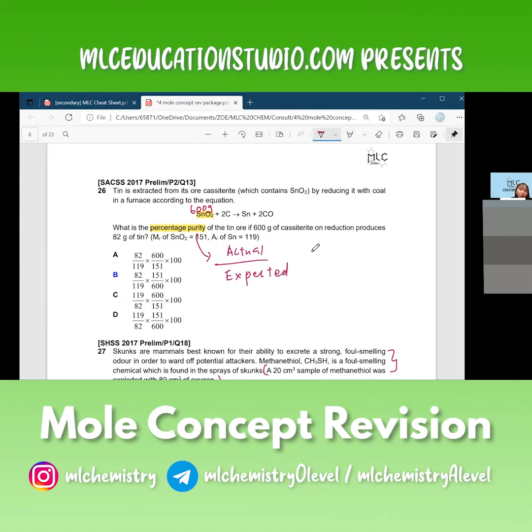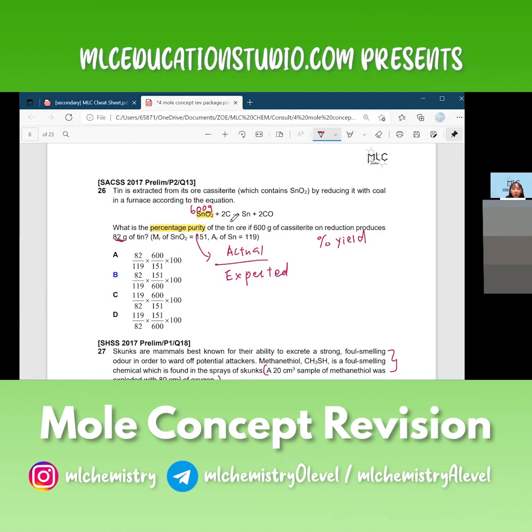Okay, if you are doing percentage purity or percentage yield, always use this formula. Actual over expected. This is, in your own words, the real chemistry way of writing this: theoretically and actual experimentally. But we just write actual over expected.